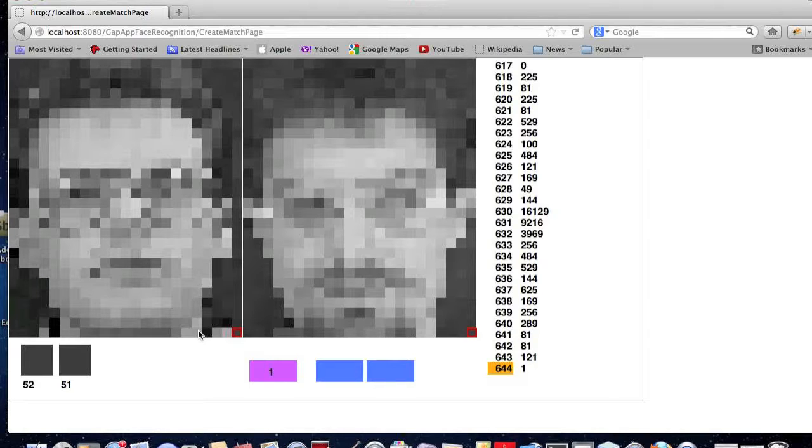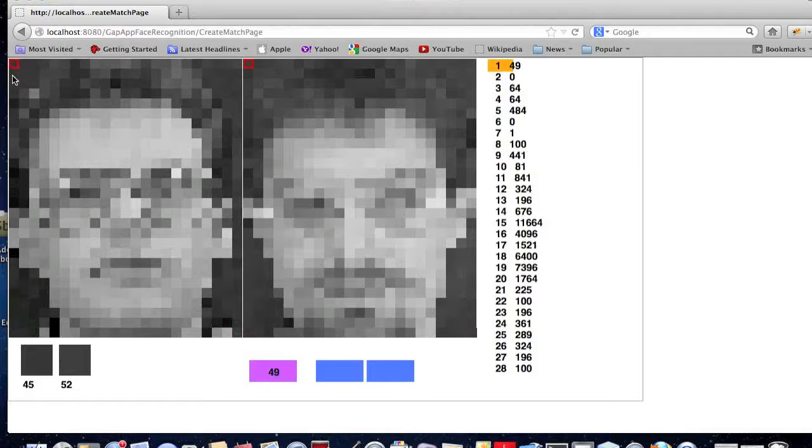644 turns out to be 23 times 28. So we've got this point. You can think of it as a point with 644 coordinates instead of a point with 2 coordinates. But from that point on, everything's exactly the same. We get the difference between each pixel, or each coordinate.